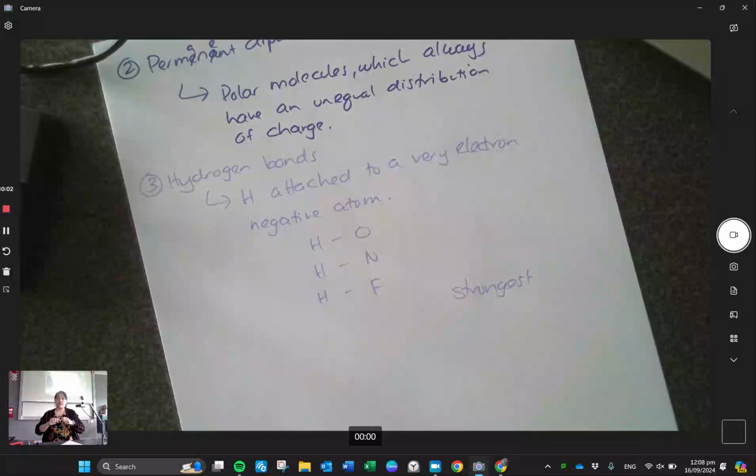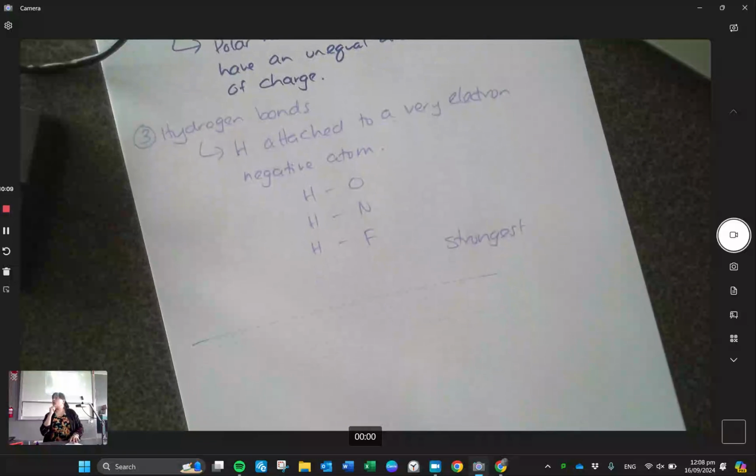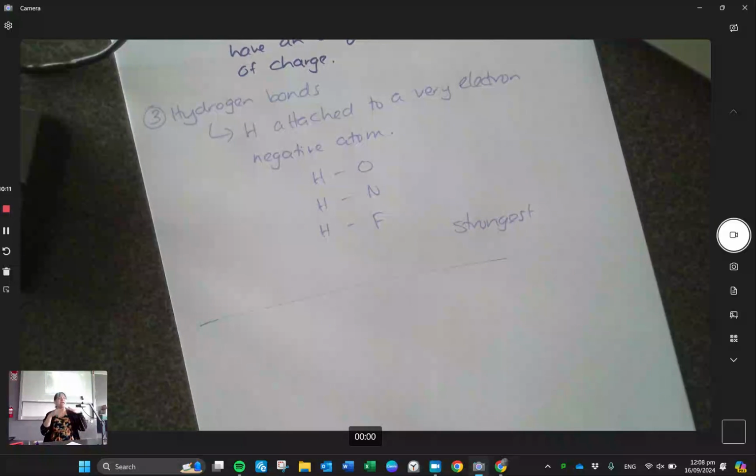Right. I'm just mindful of the time. Now, there's one more factor that will affect the boiling points and melting points, and that's going to be stackability, so shape.